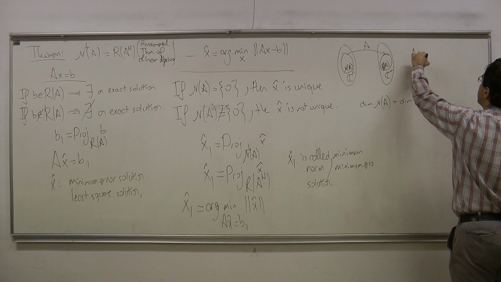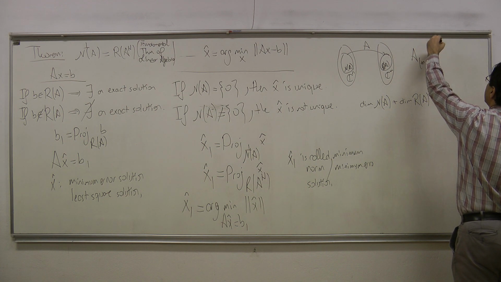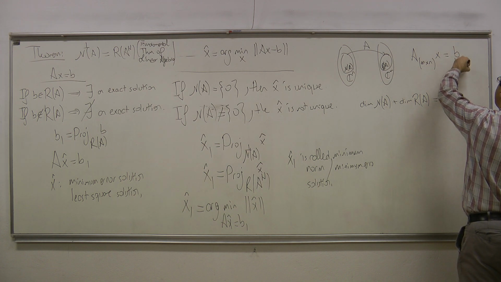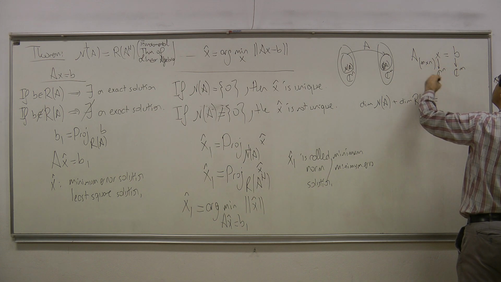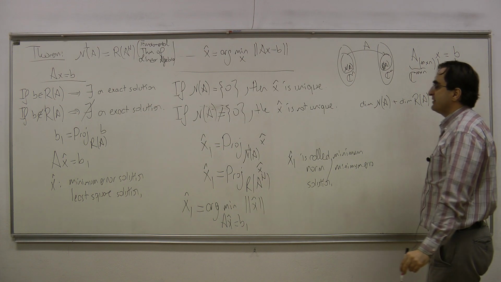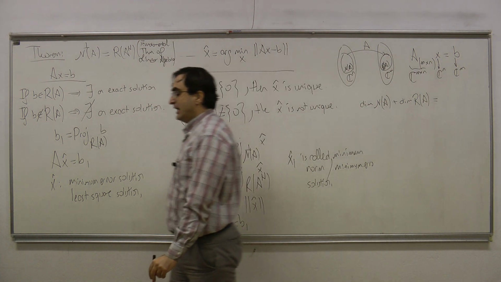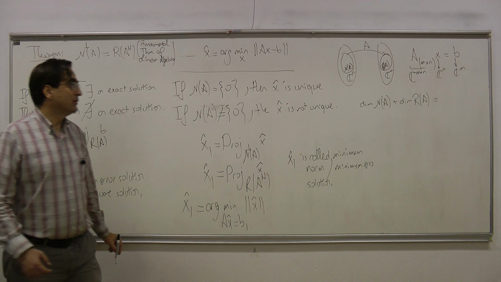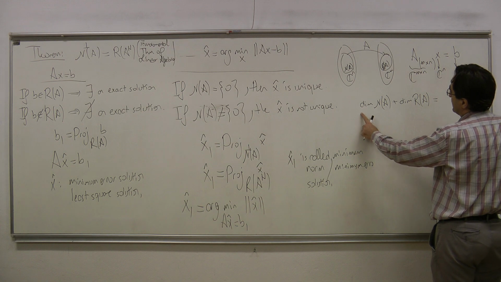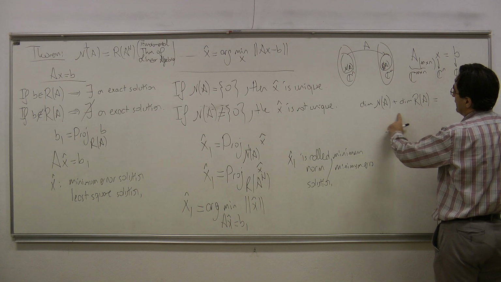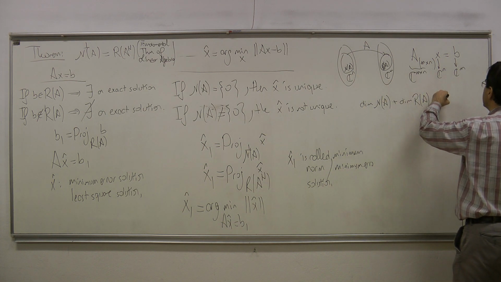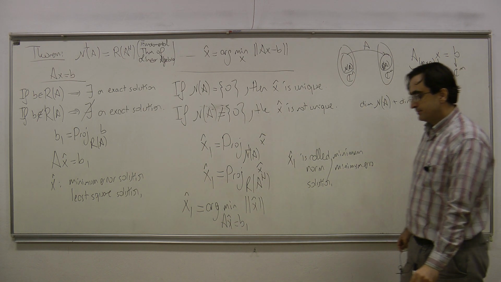So A is an m by n matrix, okay, times x is equal to b. b is in Cm, x is in Cn, and A is in C m by n. A has m rows and n columns, all right? And here, according to the rank nullity theorem, this sum is the dimension of the domain, which is n. Okay?